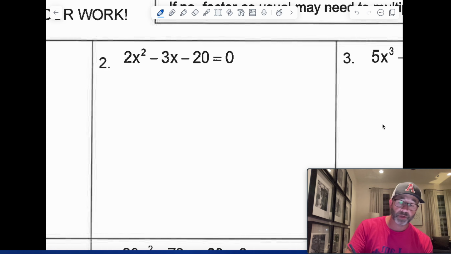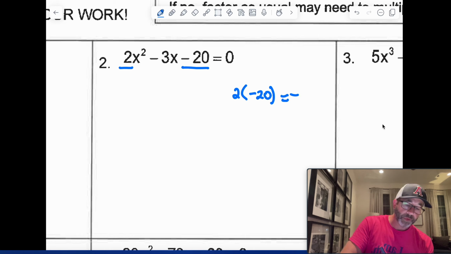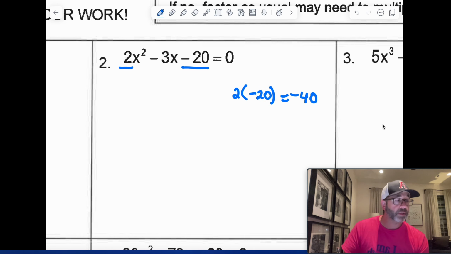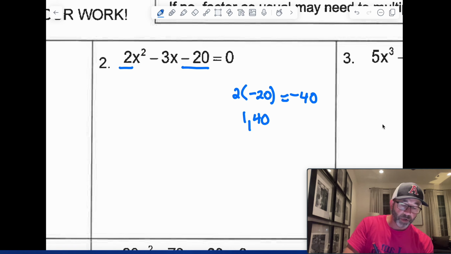So let's start off with first doing a times c. That's 2 times negative 20, which gives us a negative 40. Okay, so now we have to figure out, what are the factors of negative 40 that will give me a negative 3? That's our goal here, to get them to add up to a negative 3. List out your factors. We got 1 and 40, 2 and 20, 4 and 10, 5 and 8.